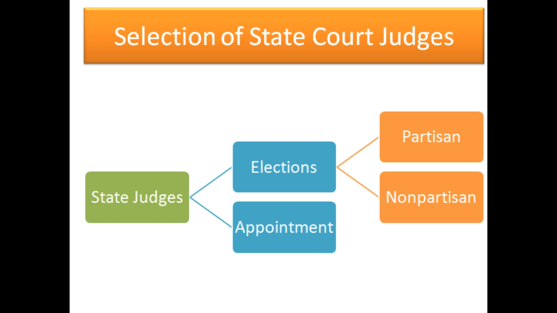Next, we look at how state court judges are selected. In Georgia, they're selected by election. We vote for our judges. In some states, the governor appoints judges. Of course, there are pluses and minuses for elections versus appointment. Needless to say, when there are elections, there are also political influences.